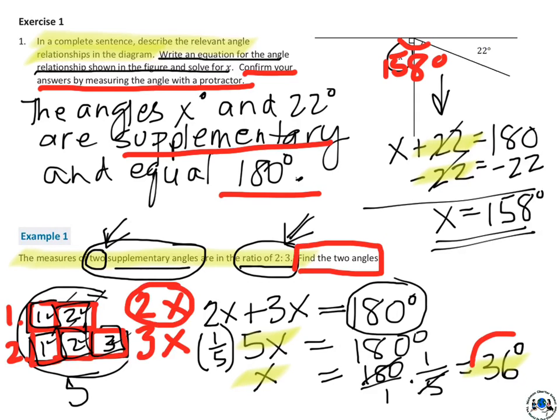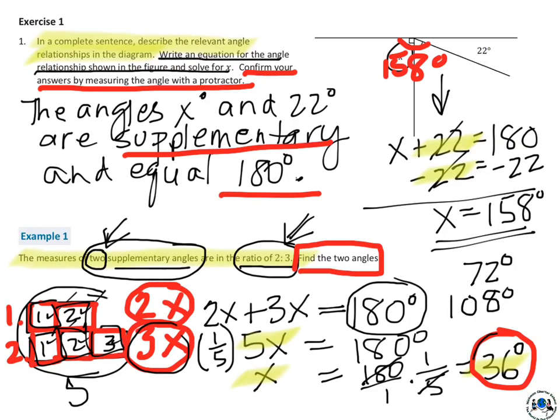Therefore, 2 times 36 is going to be 72 degrees. So I have one at 72 degrees. I have another one that is 3x. And if I multiply that times that, what do I have? I have 108 degrees. Okay? All right, because that is 3x.